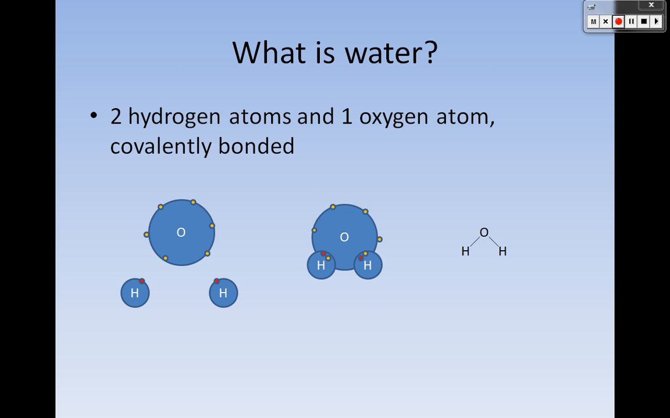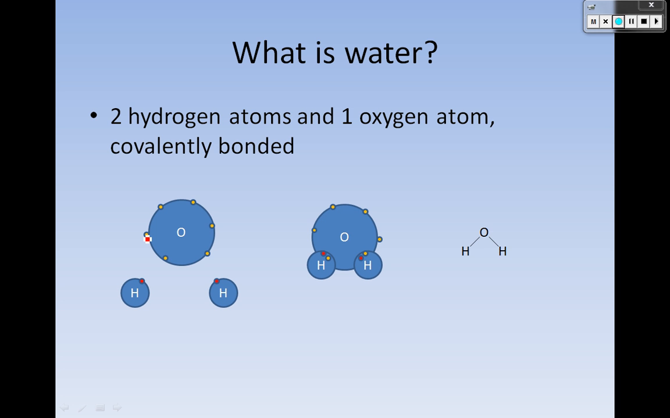Alright, so if water covalently bonds, then let's take a look at that. It's 2 hydrogen atoms and 1 oxygen atom. And you can see here, and let me get my pen, oxygen has 6 valence electrons. 1, 2, 3, 4, 5, 6.